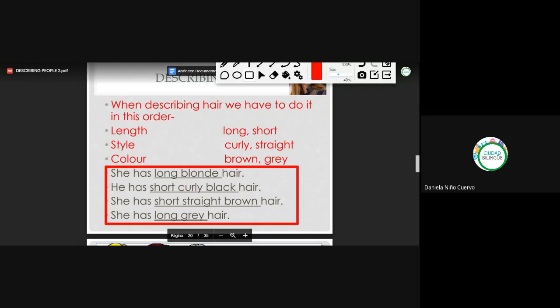Tati, can you help me with the reading of the examples, please? So, number one. She has long blonde hair. Yes, very good. Number two, please. She has short, curly black hair. Yes. Number three, please. She has short, straight brown hair. Yes. And the last one, please. She has long gray hair. Yes, thank you very much, Tati. I'm going to use another color. I'm going to use the blue color.